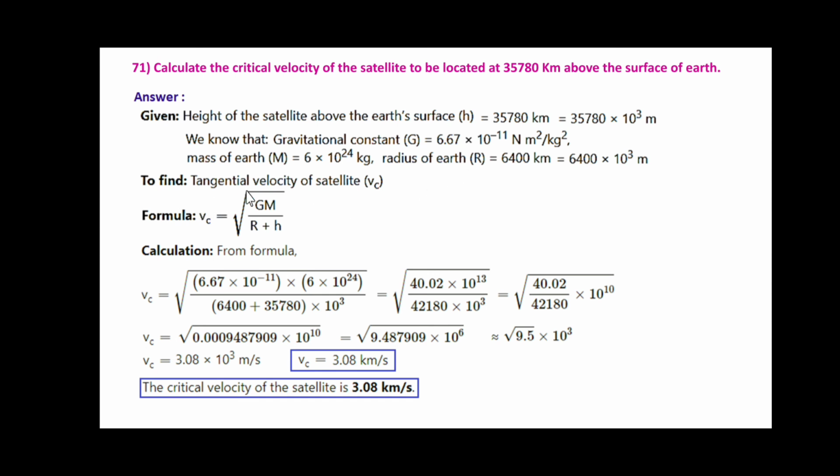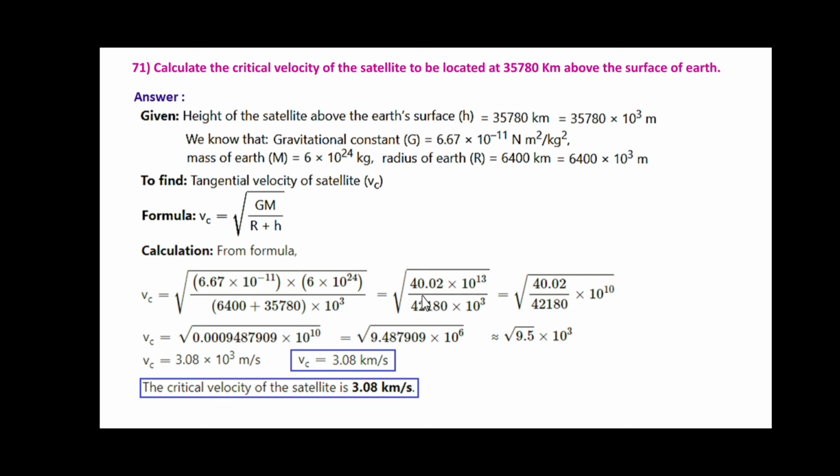We are here to find out the tangential velocity of the satellite, VC, and the formula for that is VC equals square root of GM upon R plus h. From the formula, we will substitute the values of G, M, R, h. We will get VC equals square root of 6.67 into 10 to the power minus 11, the value of G, into 6 into 10 to the power 24, that is the mass of the Earth, divided by R plus h, 6400 plus 35,780 into 10 to the power 3.